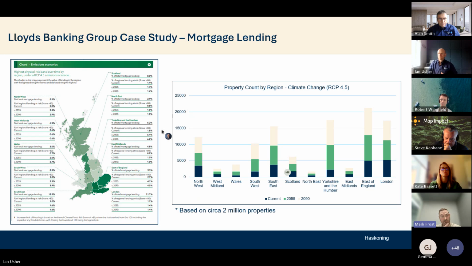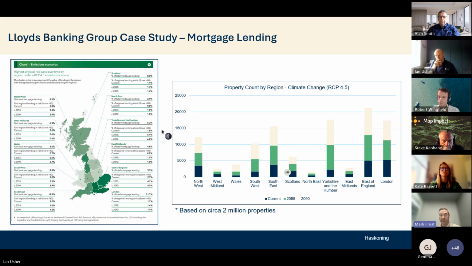And here's a snippet from that climate report that I mentioned from Lloyds. What they were doing here was using our data to look at a portfolio of 2 million properties and taking the higher band risk properties within each region to understand what that looks like today and how that's likely to change in the future.